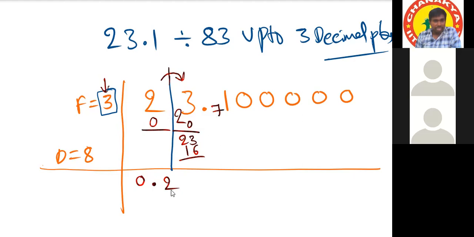71. So next, again flag multiplication. Multiply this 2 with the flag, that is 6. 71 minus 6 is 65. In 65, how many times will 8 go? Sir, 8 times. 8 8s are 64.